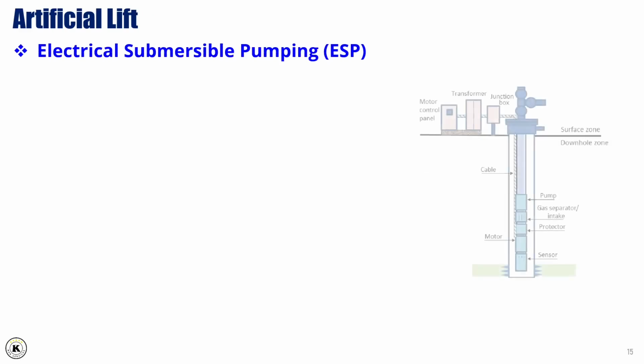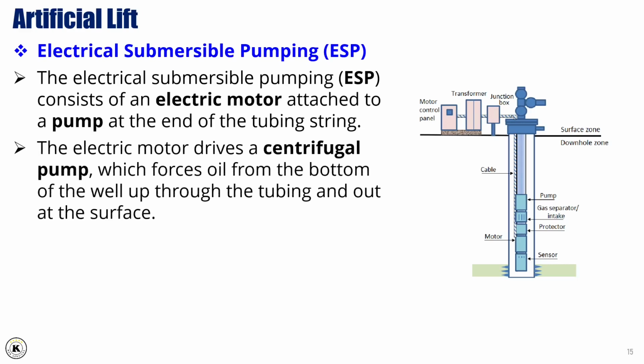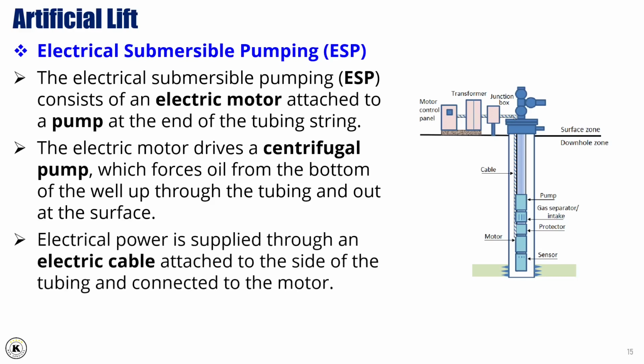Electrical submersible pumping, ESP. The electrical submersible pumping consists of an electric motor attached to a pump at the end of the tubing string. The electric motor drives a centrifugal pump, which forces oil from the bottom of the well up through the tubing and out at the surface. Electrical power is supplied through an electric cable attached to the side of the tubing and connected to the motor.